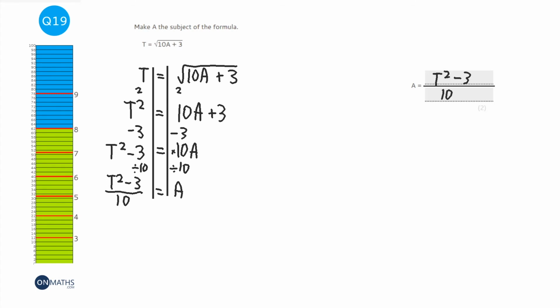Now it's really important that if the letters are capitals, we keep them as capitals. If they're lowercase, we keep them as lowercase. It does matter what case the letters are, whether uppercase or lowercase.